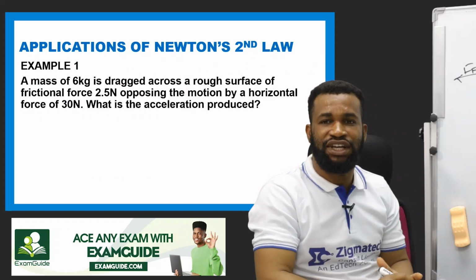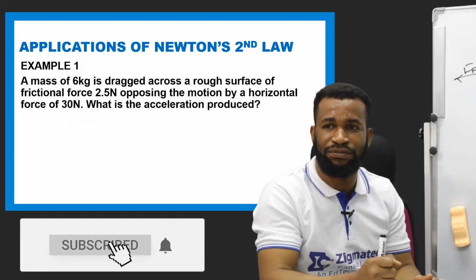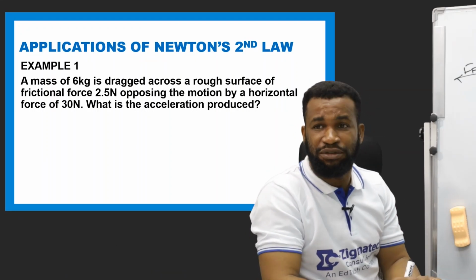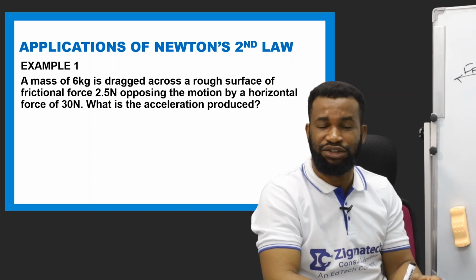Now look at the example. It says a mass of 6 kg is dragged along a rough surface of frictional force 2.5 Newton, opposing the motion by a horizontal force of 30 Newton. What is the acceleration produced?